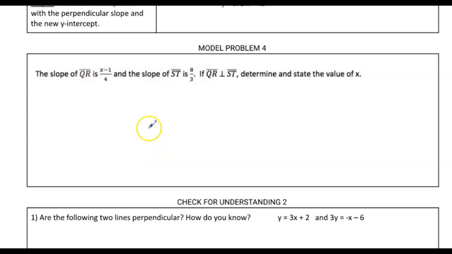The model problem should be fairly straightforward. Here's the slope of one line, and here's the slope of another line. If we know that those two slopes are perpendicular, we need to determine and state the value of x. Since they're perpendicular, we know they have negative reciprocal slopes.